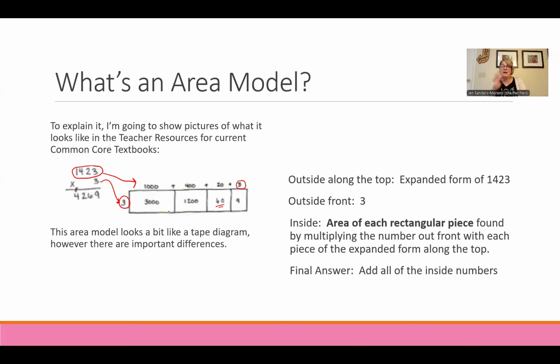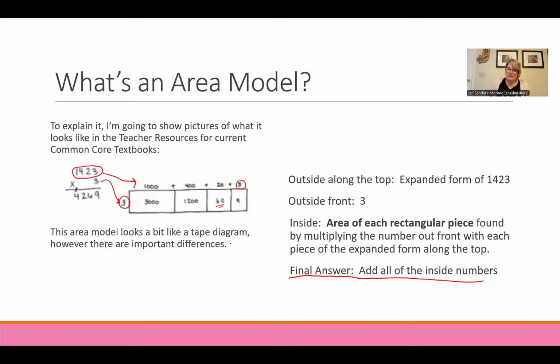To sum up what we've looked at so far, we're going to draw a skinny rectangle, kind of like a tape diagram. You're going to write expanded form across the top and the number that we're multiplying by out front. We're going to calculate the area of each piece by multiplying the number on the top of the box times the number out front. Now here's where I haven't shown you the final answer. The final answer is you're supposed to add all the numbers on the inside. So here, that would be adding 3,000, 1,200, 60, and 9 together and seeing what we get.